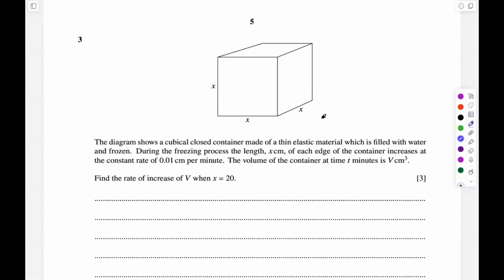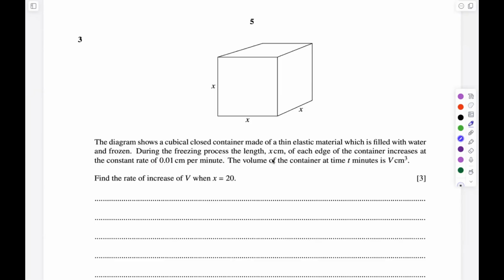In question 3, the diagram shows a cubical closed container made of a thin elastic material which is filled with water and frozen. During the freezing process, the length of each side of the container increases at a constant rate of 0.01 centimeter per minute. The volume of the container at time t is V. We have to find the rate of increase of V when x equals 20.